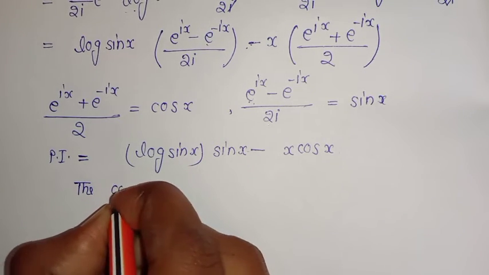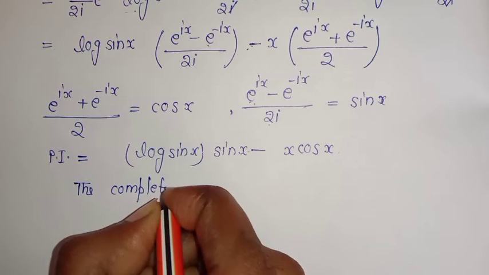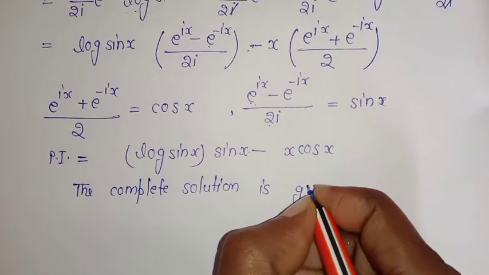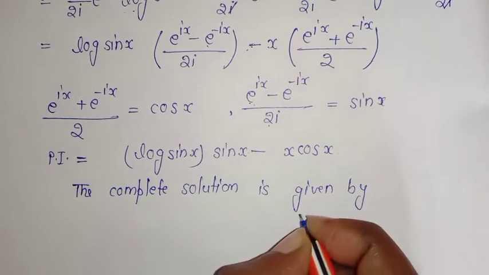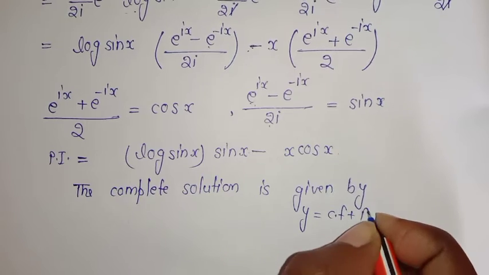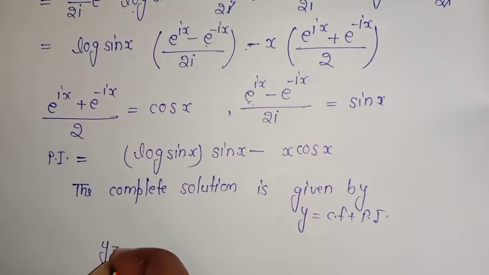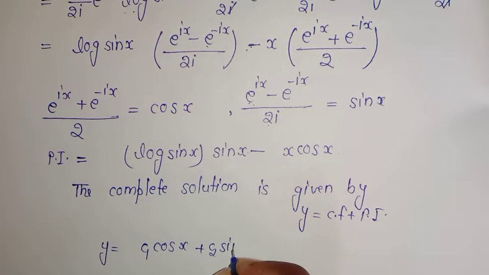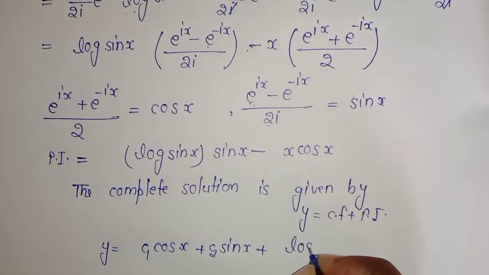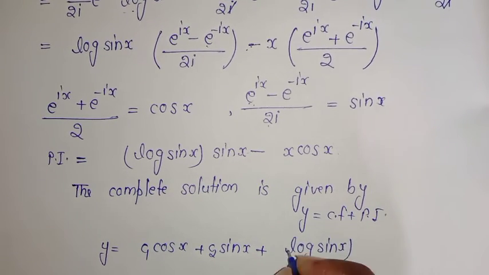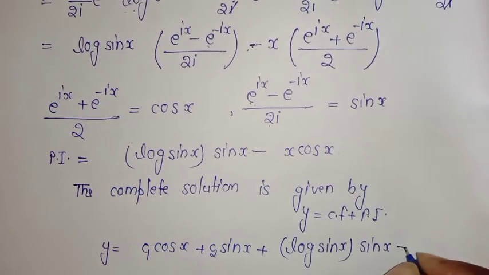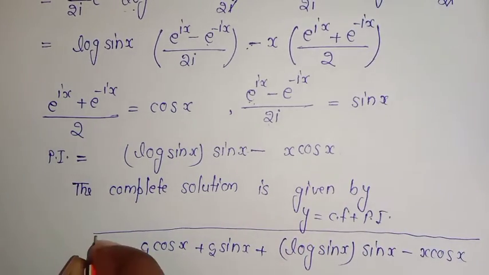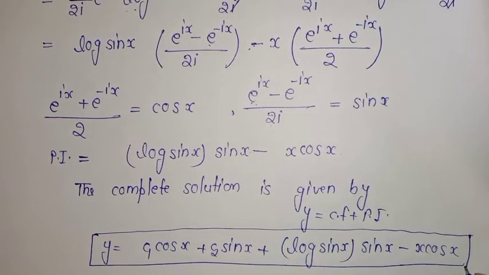So the complete solution is given by y is equal to CF plus PI. So y is equal to C1 cos x plus C2 sin x plus log sin x, which is our PI, into sin x minus x cos x. So this is the complete solution for this differential equation. I hope you understand.